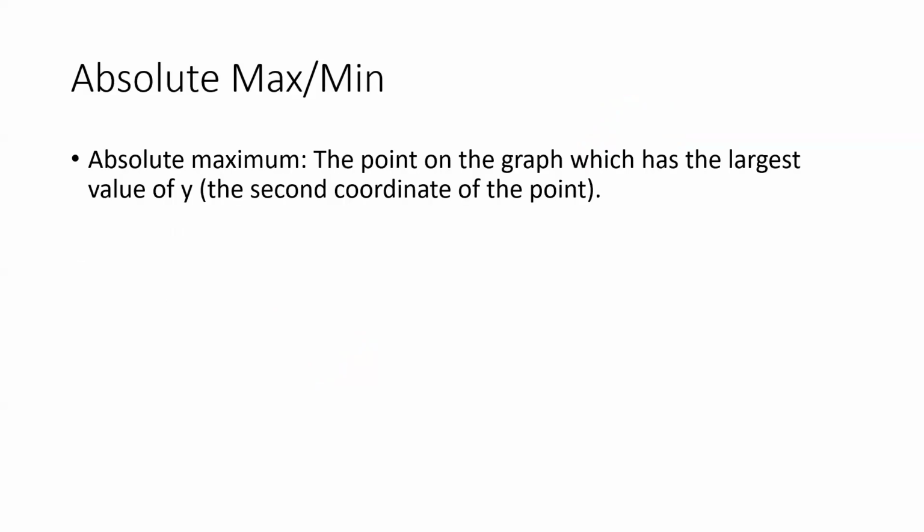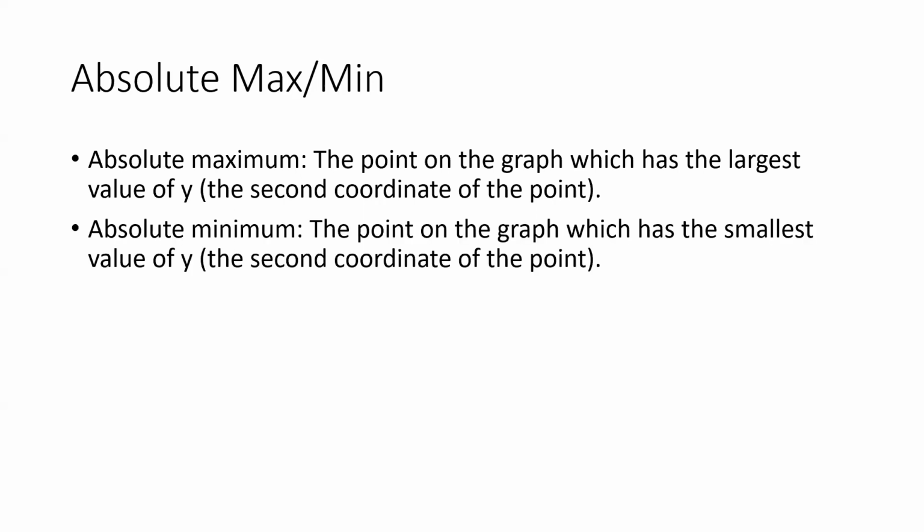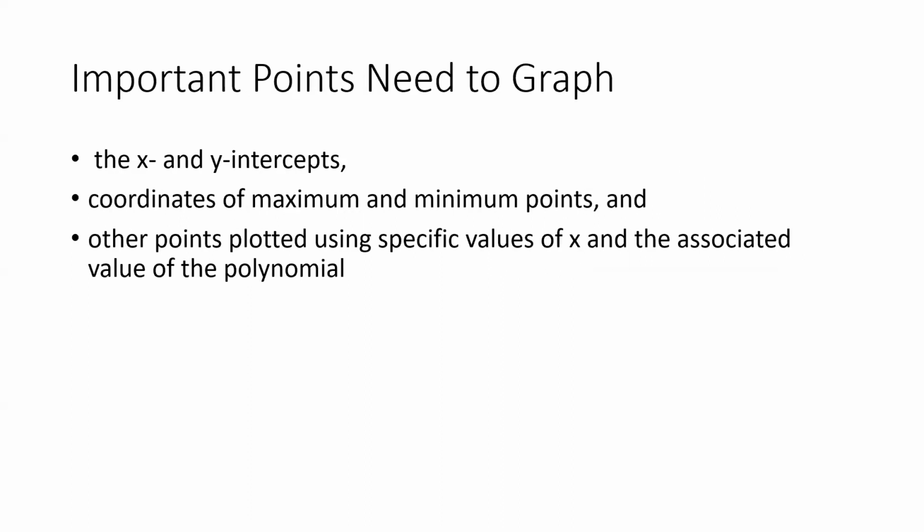Absolute maximum and minimum is your next vocabulary blank. Absolute maximum, the point on the graph which has the largest y value, which is just the second coordinate. If I ask you for your absolute maximum, I'm asking you what is your highest y value. Does that make sense? If I ask you for your absolute minimum, what am I asking you for? Your lowest y value. Absolute maximum is your highest. Absolute minimum is your lowest. All you're doing is writing in the blanks, absolute minimum and absolute maximum. Everything else is written for you. You're welcome.